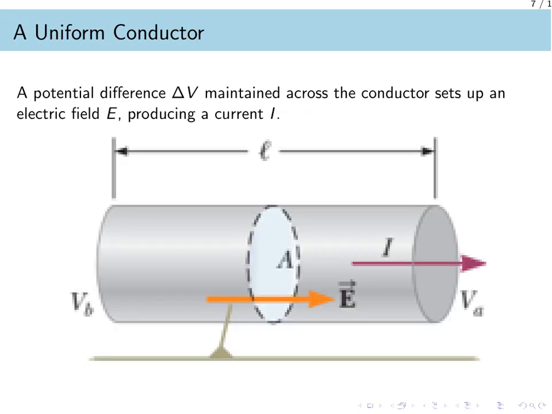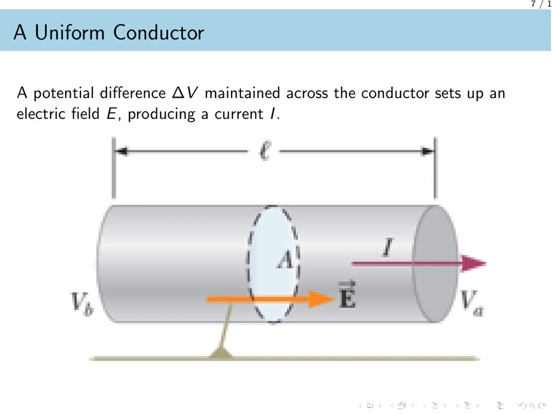This diagram illustrates a uniform cylindrical conductor. A potential difference is maintained across the ends of the conductor, which we label as V_B and V_A. This applied voltage sets up an internal electric field, directed from the higher potential to the lower potential. The electric field then produces a steady electrical current through the material.